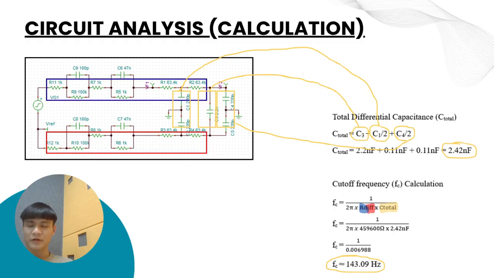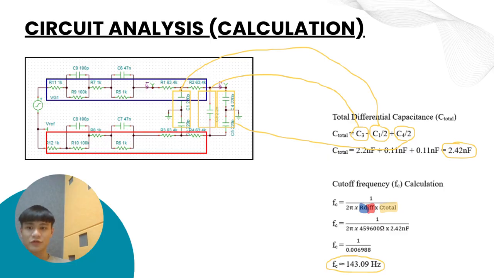Okay, after we calculate the equivalent resistance, now we are going to calculate the equivalent capacitance. For the capacitors in series, the equivalent capacitance would be the original capacitance divided by 2, but we are skipping this step because it's fundamental knowledge. So after that we can see that the equivalent capacitance for this capacitor network would be 2.42 nanofarad.